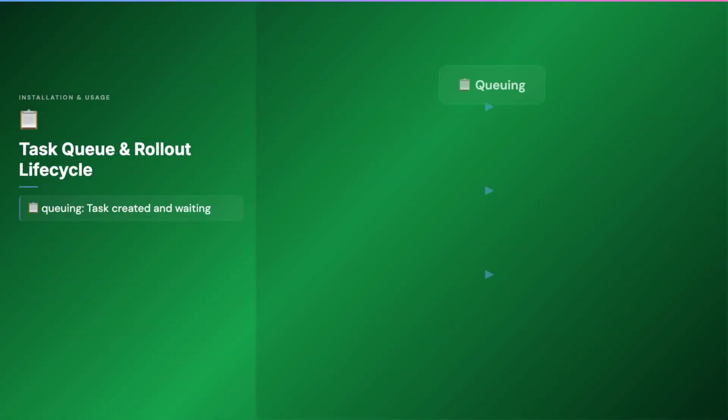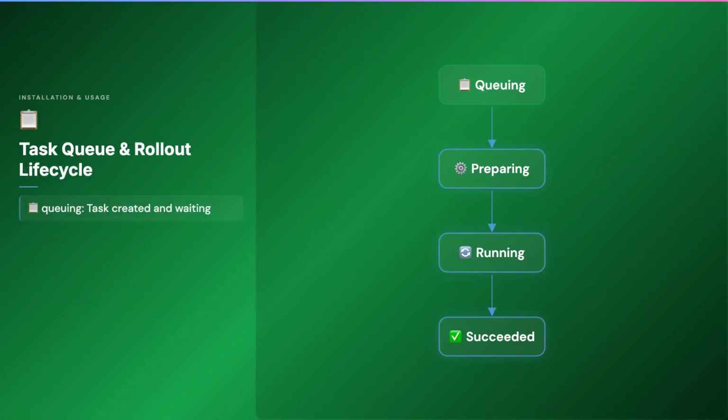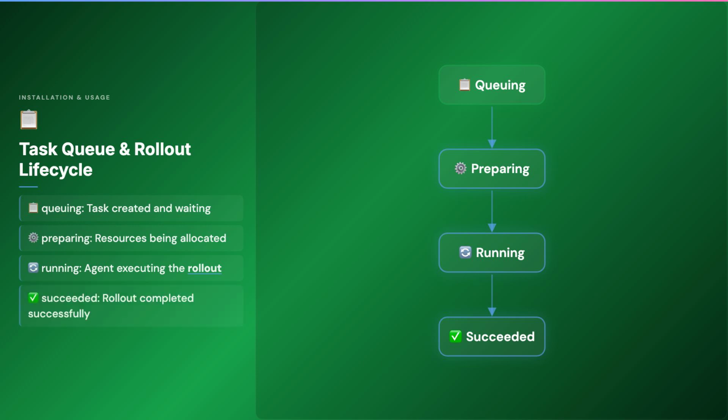Each rollout follows a lifecycle through the task queue. Tasks start in the queuing state, waiting to be picked up. Then they move to preparing, where resources are allocated. The running state means the agent is actively executing, and succeeded marks a completed rollout. Failed rollouts are also tracked for debugging. This lifecycle gives you full visibility into your training pipeline.